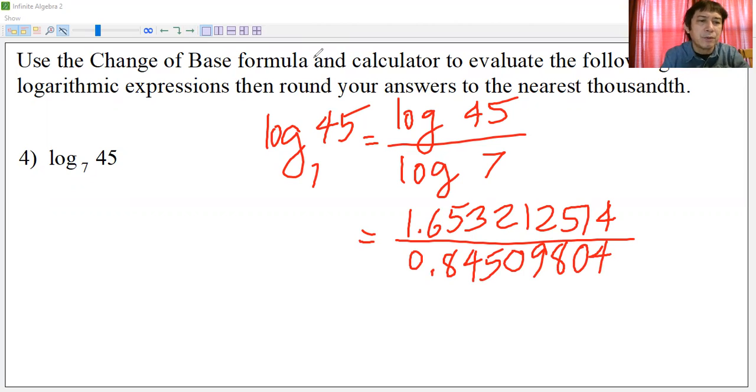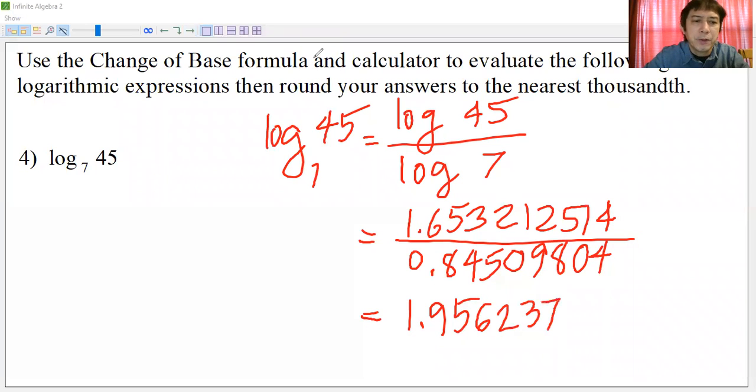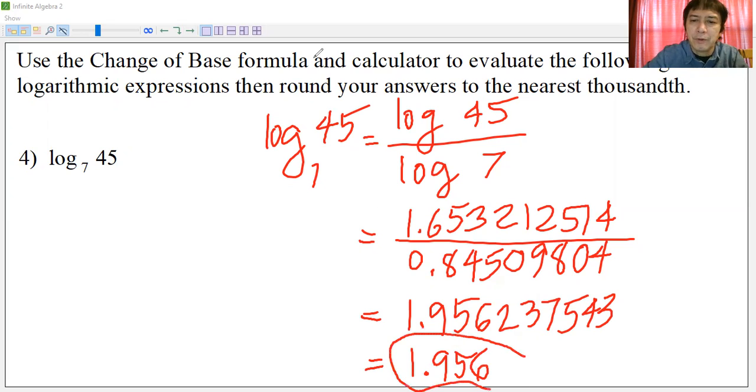There. And so we will be dividing this. We have something like 1.956237543. And rounded to the nearest thousand, this will be 1.956. Okay, and we have the logarithm of 45 base 7. Check and verify. There, 1.956 over here.